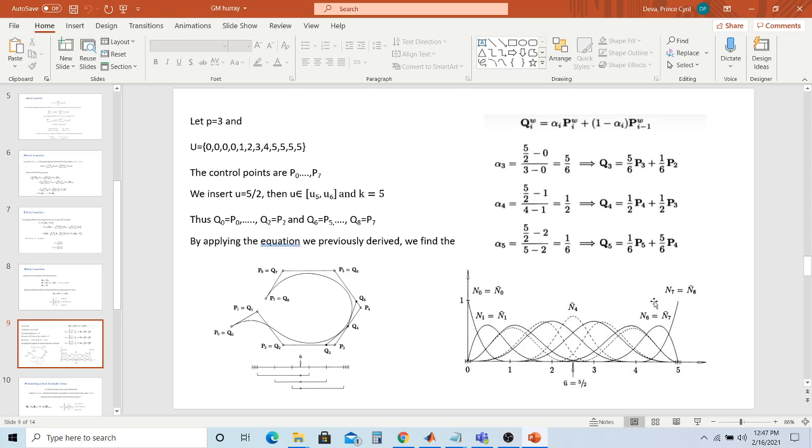On the right hand side, you can see how the calculation takes place. As we can see, the results are in fractions of the previous control points. The graph on the right represents the new basis function before and after the knot insertion. And on the left side, sorry, you can see the control polygon after inserting the u bar.